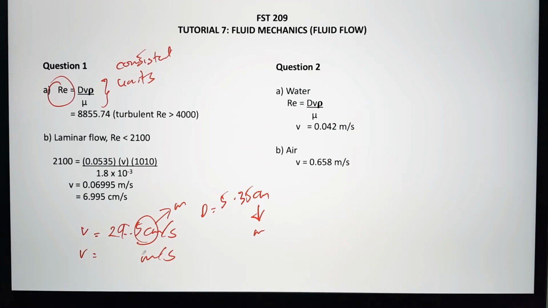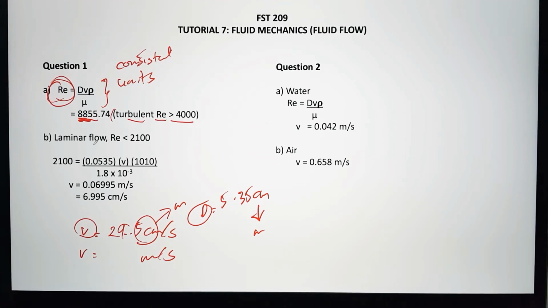So after you have converted the value for the velocity as well as for the diameter, then you can calculate the value for Reynolds number, dV rho over mu. The value is 8,855.74. So how do you show that this particular flow is turbulent flow or laminar flow? By proving that the value of Reynolds number is greater than 4,000. After you have calculated the Reynolds number, the value is 8,000 plus. So you need to put some conclusion whereby the flow is turbulent because the Reynolds number is greater than 4,000.